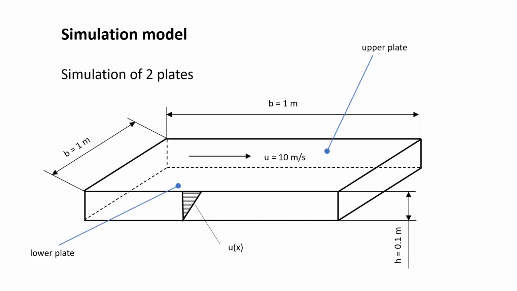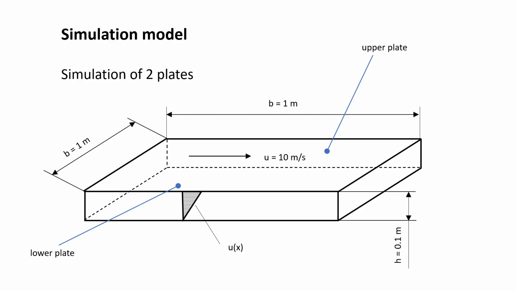This is a simulation model we will build up. We have two plates. One plate is a lower plate. The other plate is the upper plate. Both plates have a width of 1 meter and a length of 1 meter. The distance between these two plates is 0.1 meter, and they are filled with a fluid between.